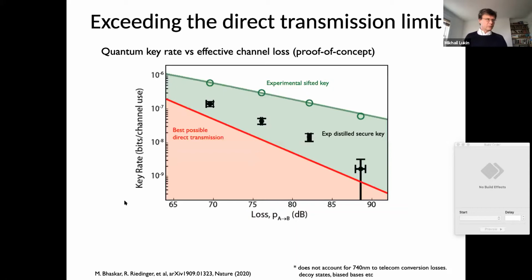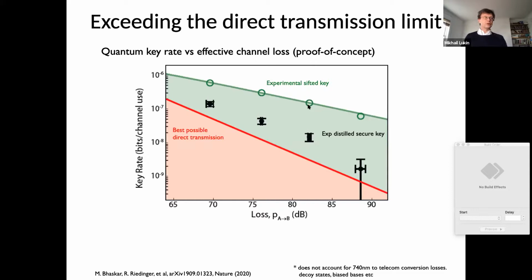So here is, to make a long story short, the result of the measurement which we carried out about a year ago. What we do here is look at the key rate in bits per channel use as a function of effective loss in the system. It's a proof of principle tabletop experiment, but we can effectively simulate this loss by just introducing it. This is the best possible result in direct transmission, which scales exponentially. This is what we measure experimentally. Indeed, it has a slope which is one half of that. And in fact, for this loss amount, it's several orders of magnitude larger rate.